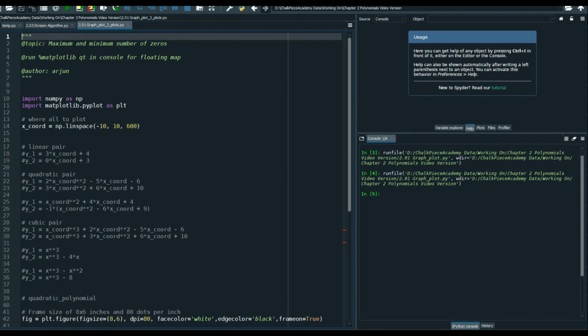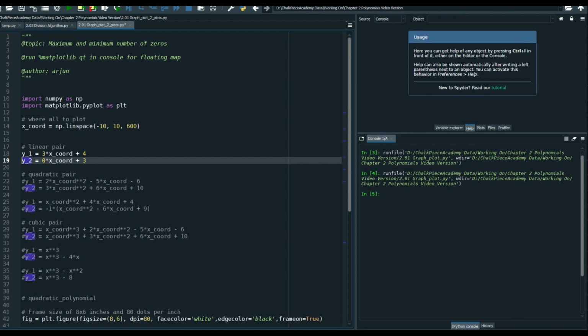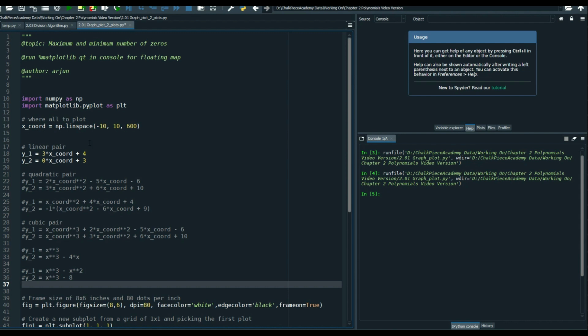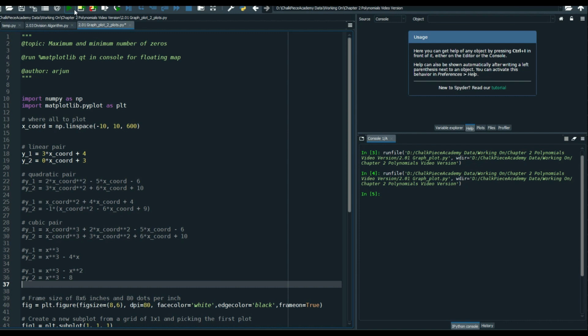So here too, we are looking at linear equation first, then we have quadratic, and then cubic. So we have different relationships. We look at the graph and try to understand what this statement means. What does the word possible mean? So we'll have a look at that. Let's execute this.